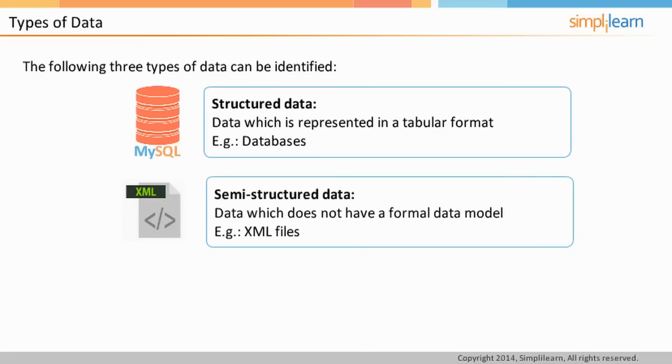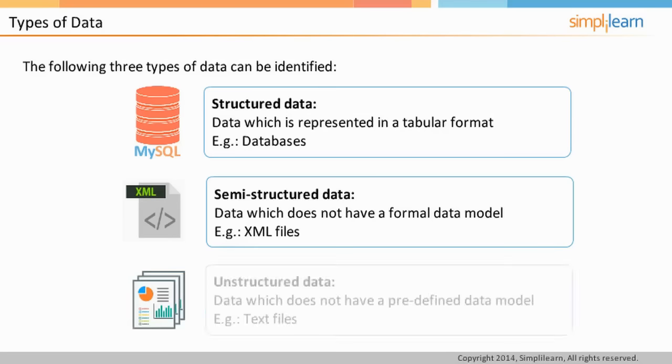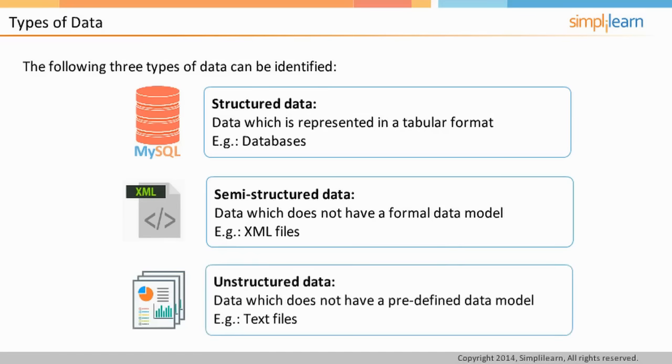The second is semi-structured data, which does not have a formal data model, though it may have some semblance of a structure. For example, XML files represent semi-structured data. The third is unstructured data, which does not have a predefined data model. Text files, web logs, and machine logs are examples of unstructured data. In the next screen, we will discuss the need for big data.